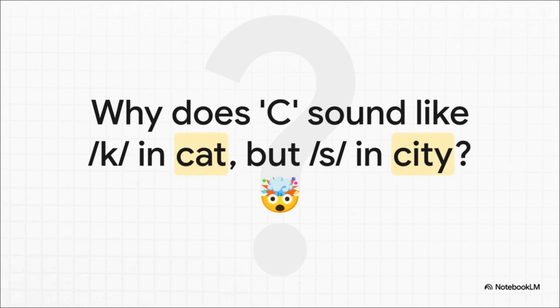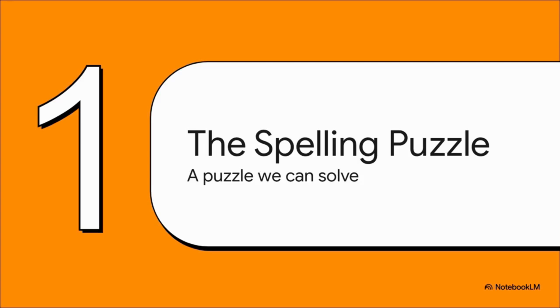What about the letter C? In cat, it makes that hard K sound. But then in city, it makes a soft S sound. How is that possible? This is exactly the kind of thing that can be so frustrating when you're learning. So yeah, all these examples are pieces of what I like to call the English spelling puzzle.